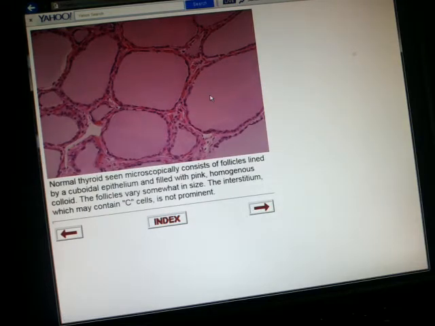The normal histology of the thyroid gland shows multiple follicles, thyroid follicles. These rounded structures known as follicles are lined by simple cuboidal epithelium and filled by this homogeneous eosinophilic material, which is colloid. This is the interstitium or stroma between the follicles. It is scanty, contains the fibrovascular tissue and C cells in between.